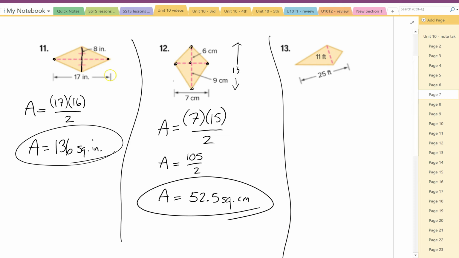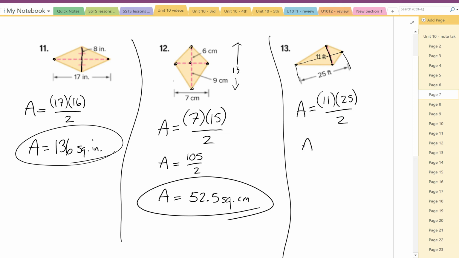Last one. And the reason I did these three is because they all kind of give us the same information. It just looks a little bit different on each of them. It's telling me that this diagonal right here, the shorter diagonal, is 11 feet. So I'm going to plug that in. I know one of my diagonals is 11. Then it's saying this other one, basically the length from here to here, because it lines up with this thing, is 25 feet. My other diagonal is 25. Still dividing it by 2 once I've done that.